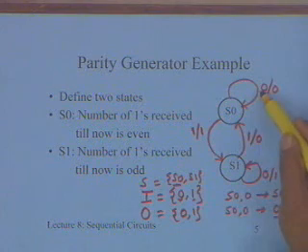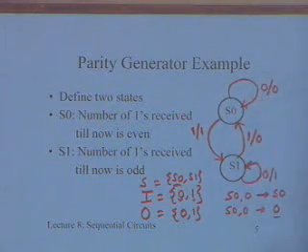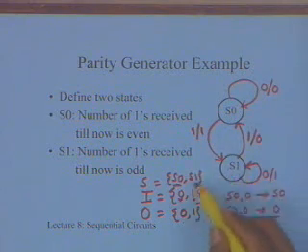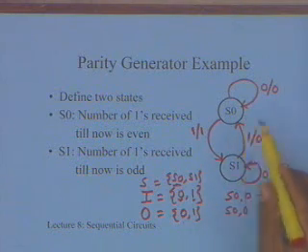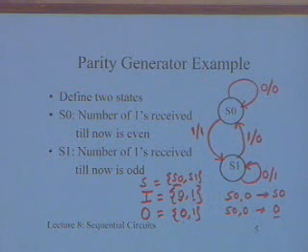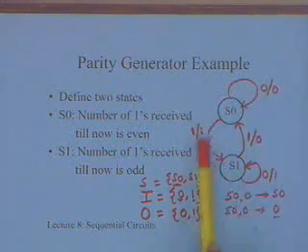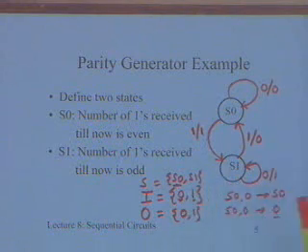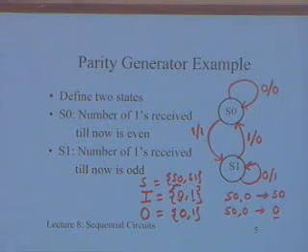For state S0, there are only two possible inputs, 0 and 1, and for each one of them, I have specified the transitions. Similarly, for state S1, there are only two possible inputs, 0 and 1, and I have specified the transitions in each case. So there is a complete specification of a parity generator circuit, and what it does is it receives 1 bit at a time sequentially and generates an output. Once I arrive at such a state diagram, we will talk about how to implement it, but let us look at another example.